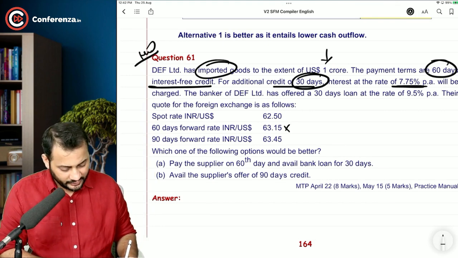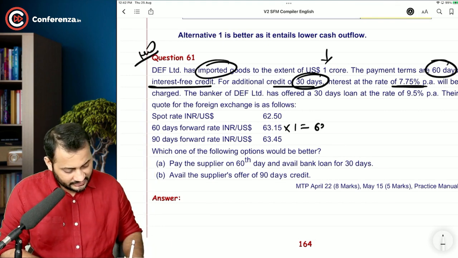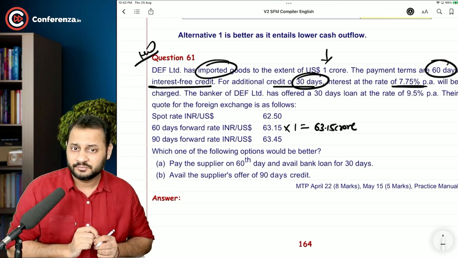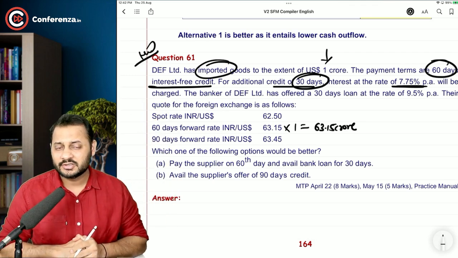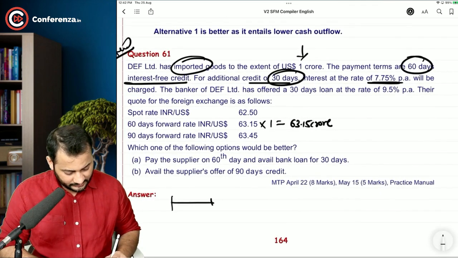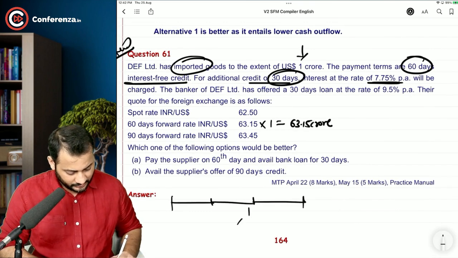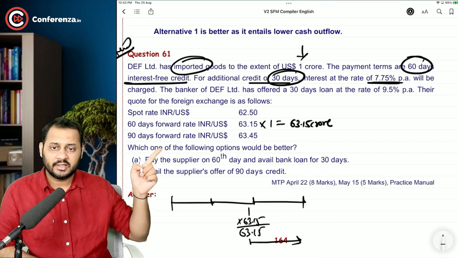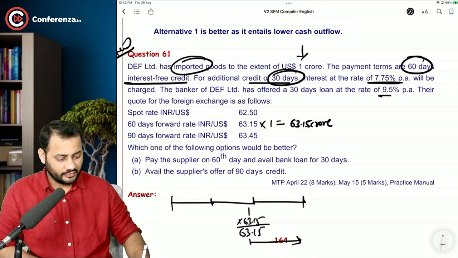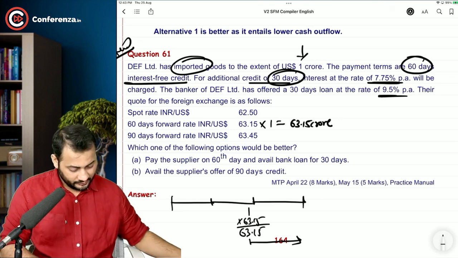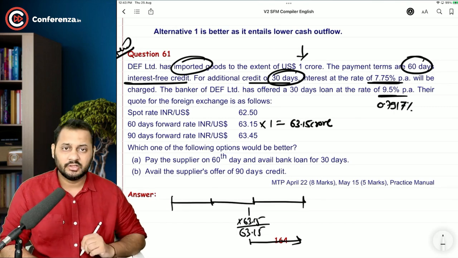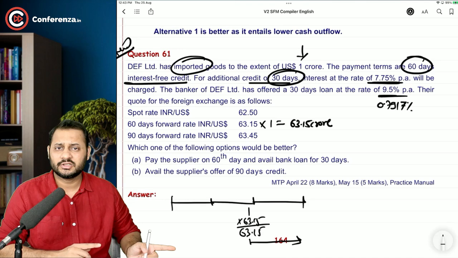So 63.15 into 1 crore, that will be 63.15 crore rupees, and that rupees you are going to borrow for 1 month because you are getting an additional credit of 30 days. See, it is very easy. 1 crore into 63.15 will give you 63.15, and you will pay additional interest on this amount for 1 month, at the banker 9.5% per annum. 9.5 divided by 12, that comes to 0.7917% for 1 month. You add that amount to 63.15.